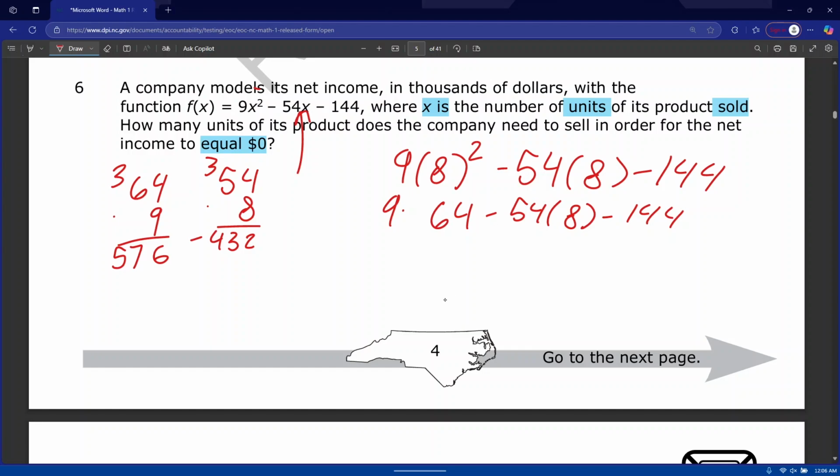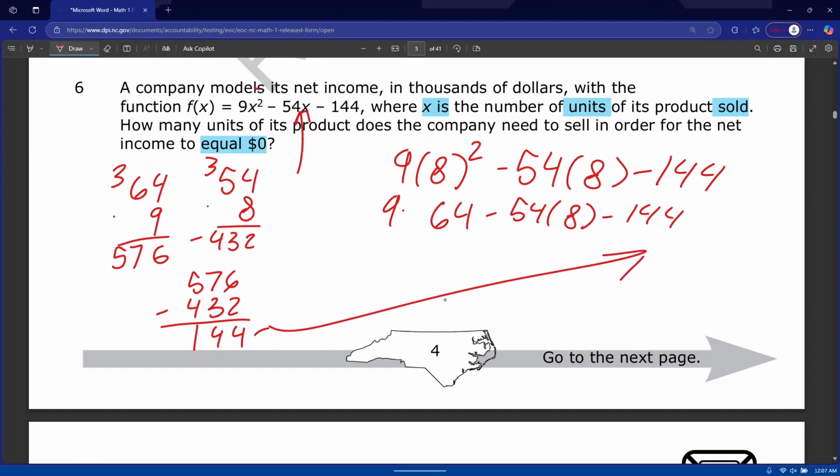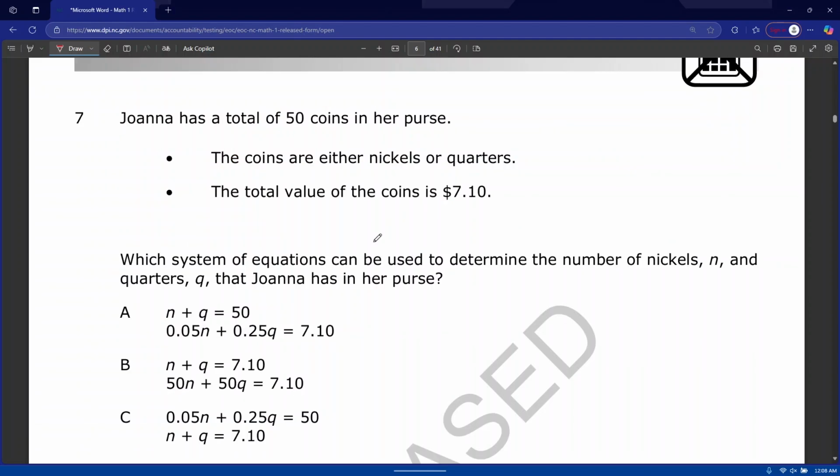Okay. So we have to subtract this. 576 minus 432 is 144. And then last of all, we have to subtract this from this. So 144 minus 144 is 0. And that is our answer.